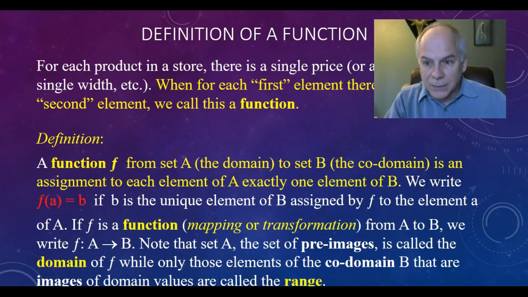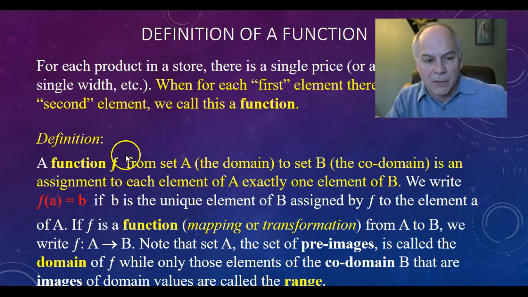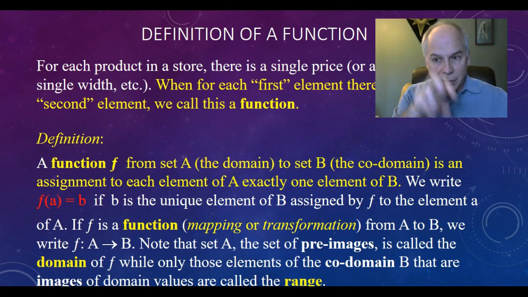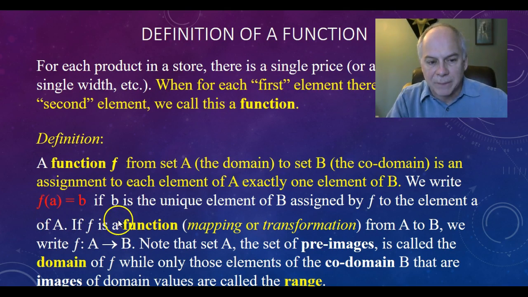Now, the strict definition of a function: a function f from set A, the domain, to set B, the codomain, is an assignment to each element of A of exactly one element of B. So that's what makes it a function, if for each first item, there's exactly one possible second item, all right? We write f of a equals b if b is the unique element of B assigned by f to the element a of set A, all right?